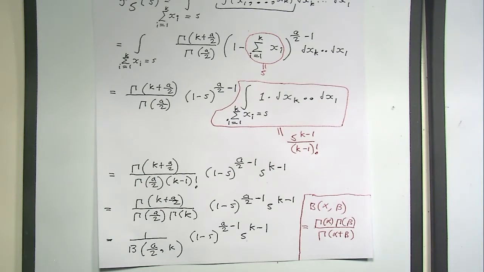So in the very last step, I used the property of a beta function, that a beta function at alpha comma beta can be written in terms of gamma functions. Any questions, guys? Please let me know.